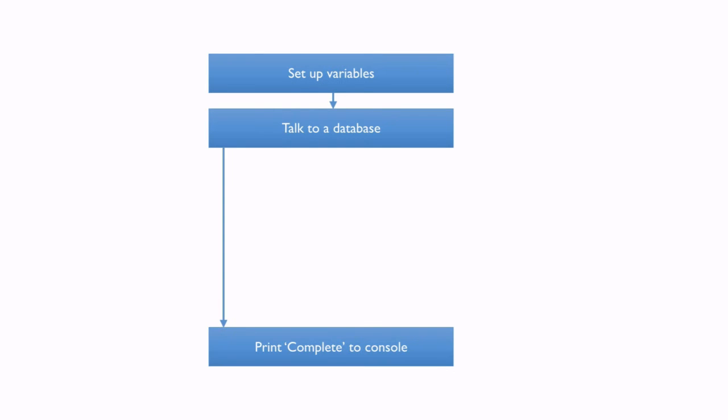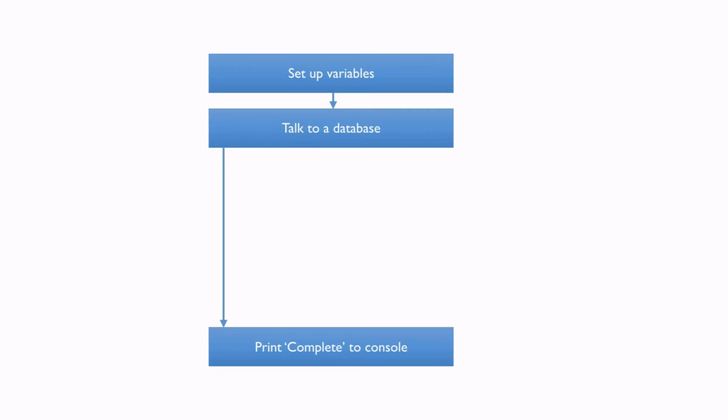Firstly, we'll set up our variables, just like before, that's fine. Then we'll talk to a database. And the next thing that will happen is, we'll print complete to the console. We've jumped right to the end. Why? Because the call to the database is asynchronous. It's going to set up a separate process to go off and do that job and then continue running. And we don't want it to do anything else until we've got that record back.